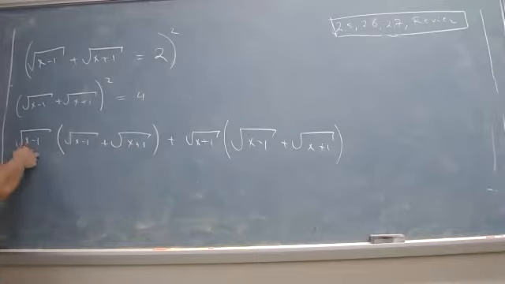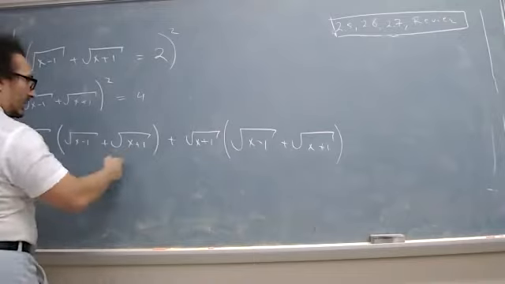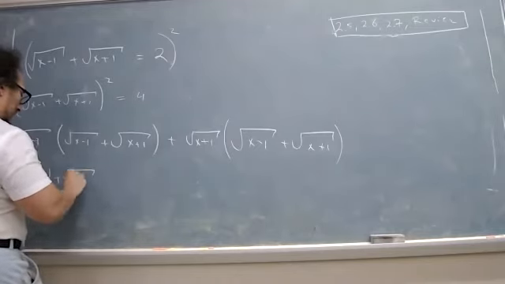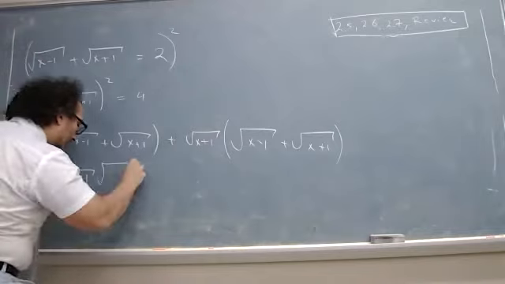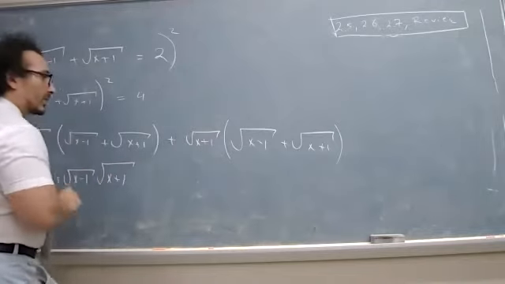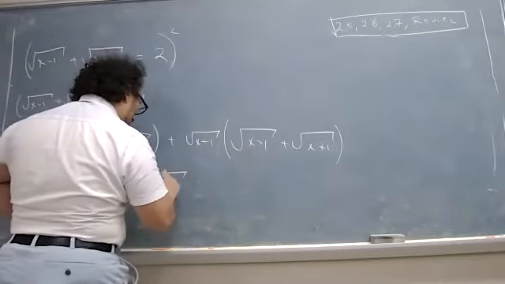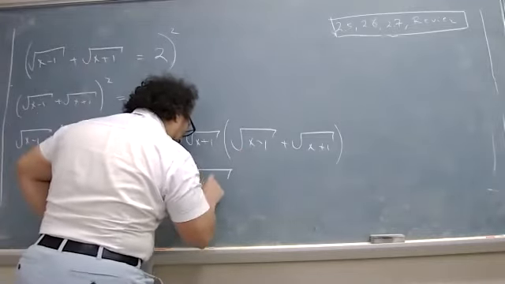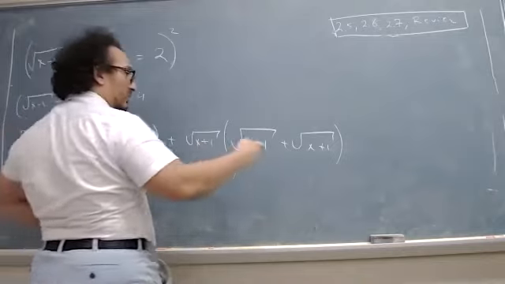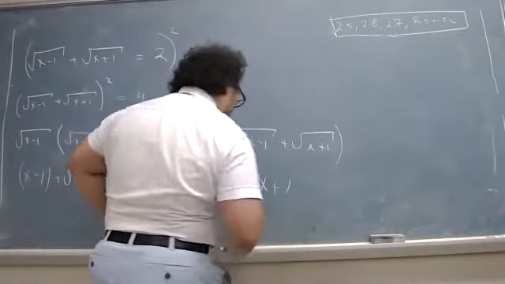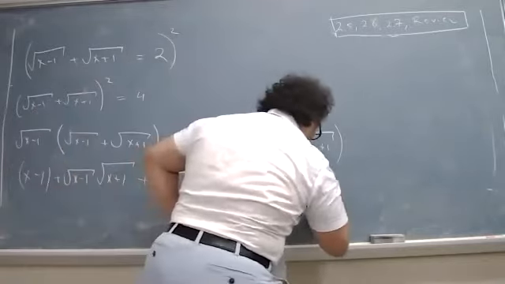So square root of x minus 1 times square root of x minus 1 is just x minus 1. Square root of x minus 1 times square root of x plus 1 gives me square root of x minus 1 square root of x plus 1. Then square root of x plus 1 times square root of x minus 1 gives me square root of x plus 1 square root of x minus 1. Then square root of x plus 1 times square root of x plus 1 gives me x plus 1. And recall this all equals 4.